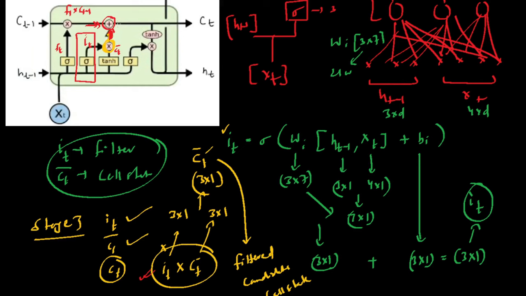So what will be the output here? The output here will be CT, which will be nothing but the cross product of FT multiplied with this, plus there is a plus operation with IT multiplied with CT bar. Now this is a 3x1 matrix. This is a 3x1 matrix. The addition pointwise operation is also going to be a 3x1 matrix.